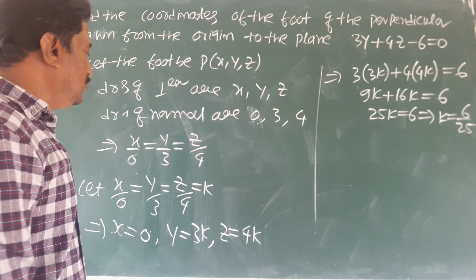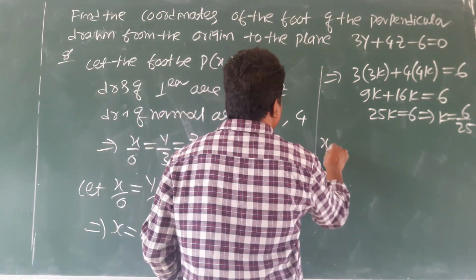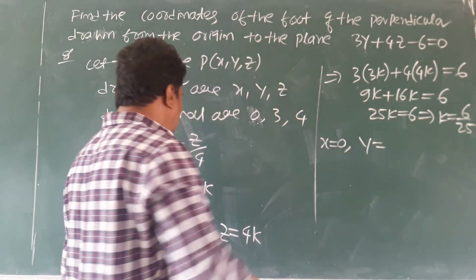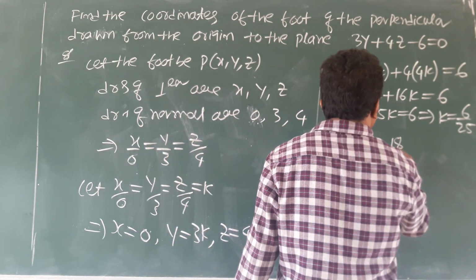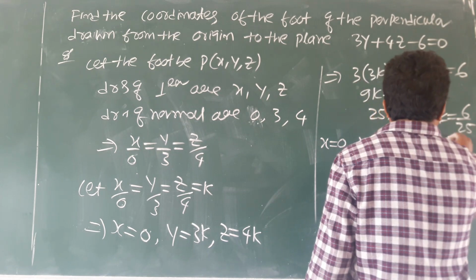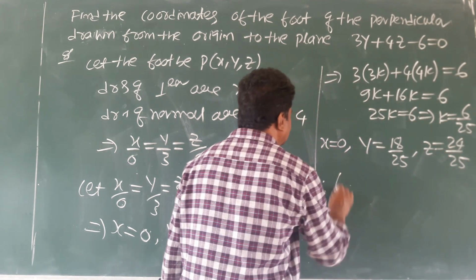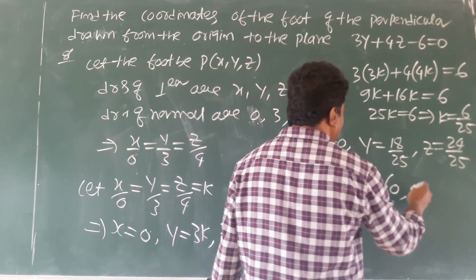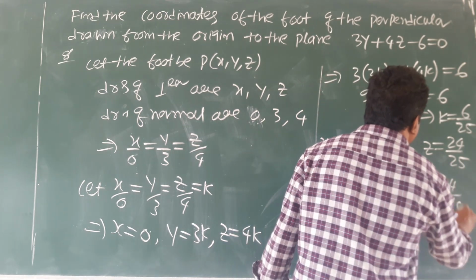K is equal to 6 by 25. Calculate that, students. X is 0. Next, y is 6 3s are 18, 18 by 25. Z equals 6 4s are 24 by 25. Therefore, foot is 0, 18 by 25, 24 by 25.